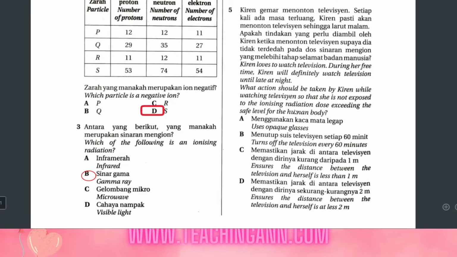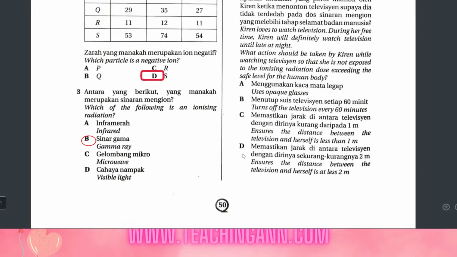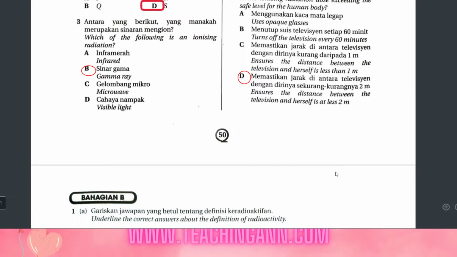Number 5. It says that Kiran loves to watch TV. During her free time, Kiran will definitely watch television until late at night. So what action should be taken by Kiran while watching television so that she's not exposed to ionizing radiation dose exceeding the safe level for the human body? Number 5 is opaque glasses. Opaque means cannot see through, no? Wrong. Ensure the distance between the TV and herself is at least 2 meters.